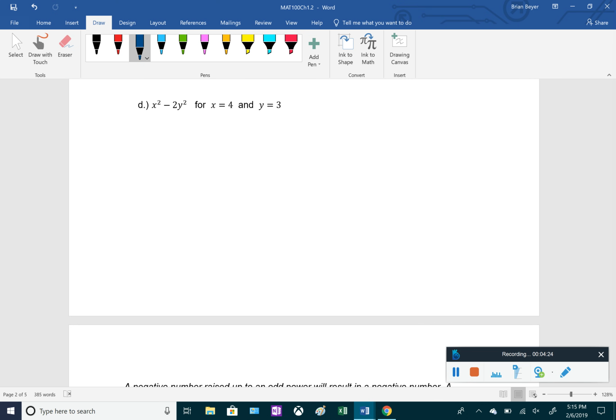Next one, x squared minus 2y squared when x is equal to 4 and y is equal to 3. So plugging in 4 into x with parentheses and 3 into y with parentheses. So we do the exponents first. 4 squared is 16. 3 squared is 9. 16 minus 2 times 9, multiplication next. 2 times 9 is 18. So 16 minus 18 is -2.